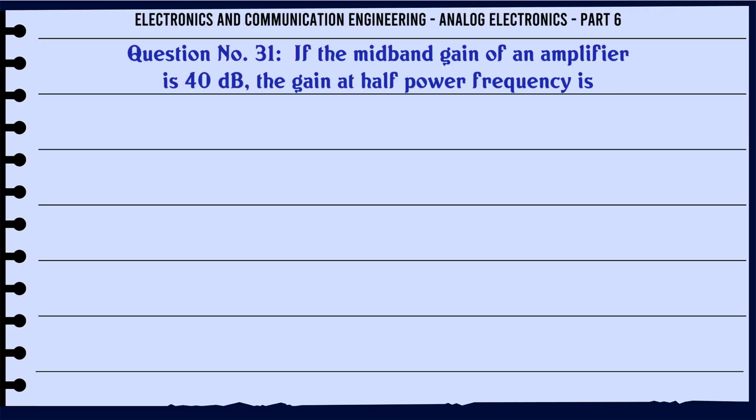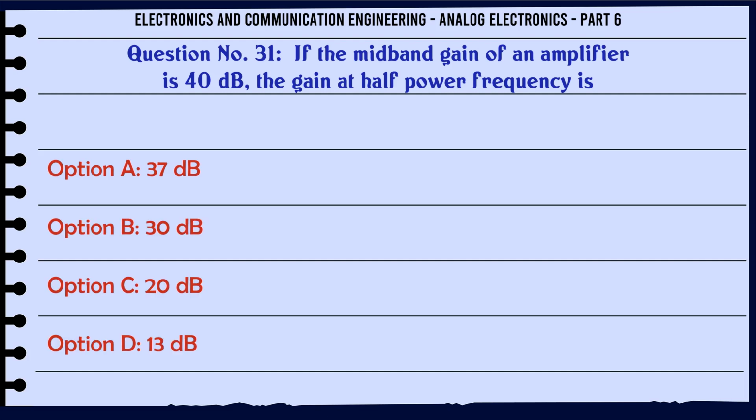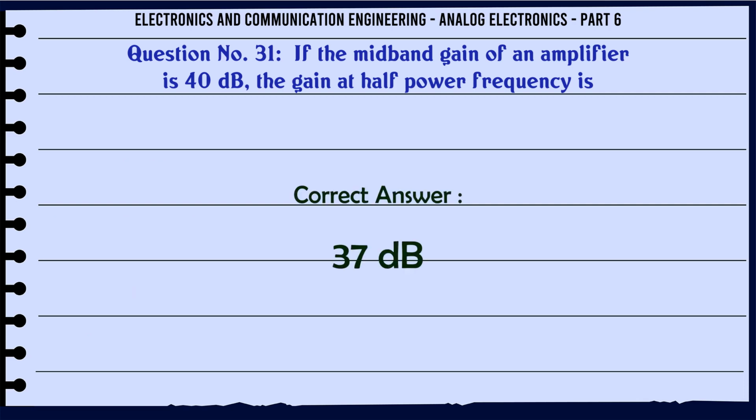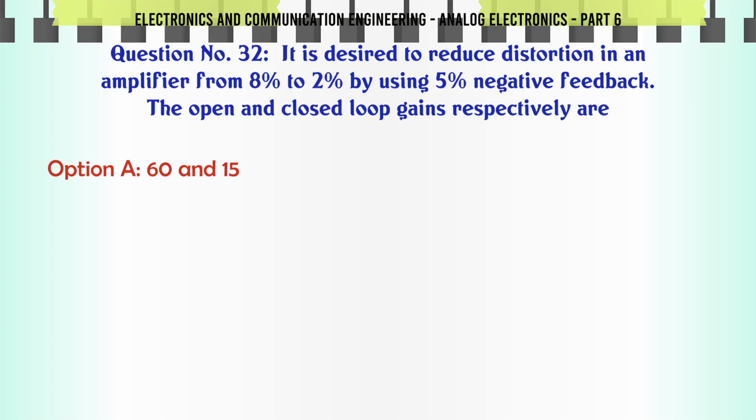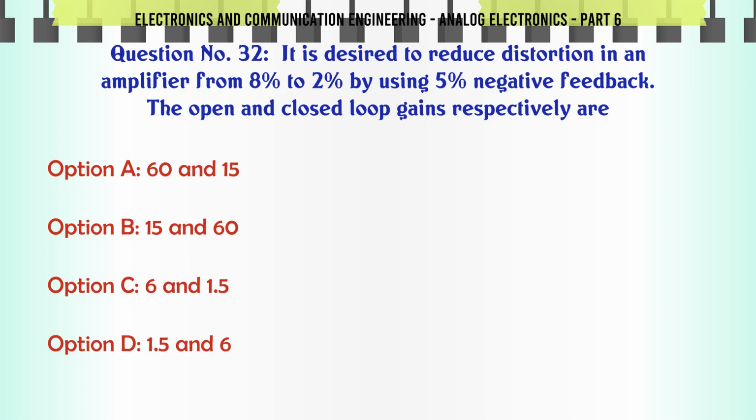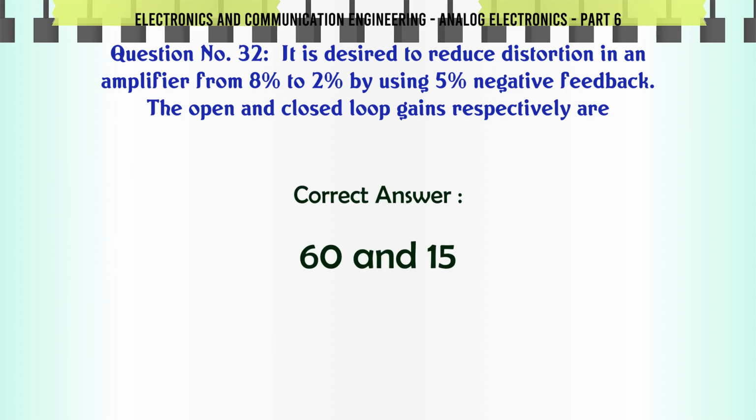If the midband gain of an amplifier is 40 dB, the gain at half power frequency is: A. 37 dB, B. 30 dB, C. 20 dB, D. 13 dB. The correct answer is 37 dB. It is desired to reduce distortion in an amplifier from 8 to 2 by using negative feedback. The open and closed loop gains respectively are: A. 60 and 15, B. 15 and 60, C. 6 and 1.5, D. 1.5 and 6. The correct answer is 60 and 15.